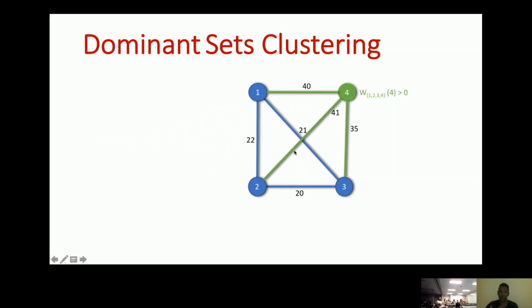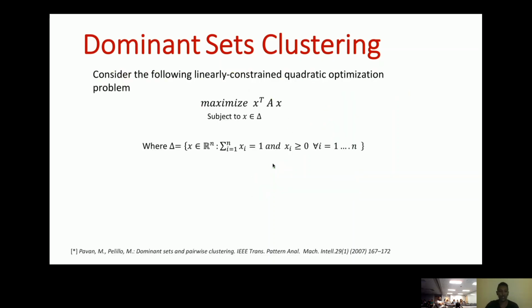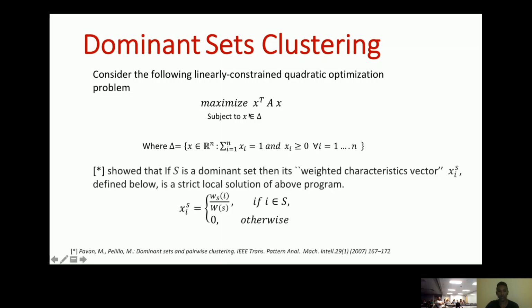But finding a dominant set like this is impractical, especially when we are given a large graph. So in 2007, Pavan and Pelillo established a one-to-one correspondence between solving this linearly constrained quadratic optimization and finding a dominant set. Here is the one-to-one correspondence.